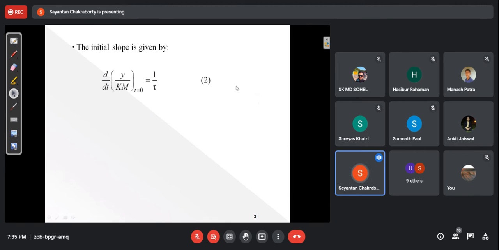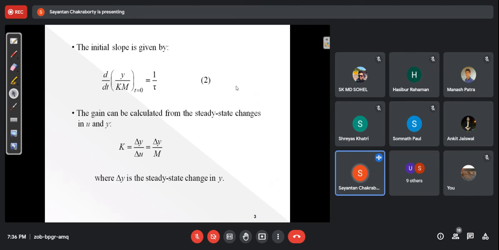For a given first order response, if you remember, the slope at t equal to 0 is given by 1 by tau. From this slope, you can calculate tau, the time constant. And finally, the gain can be calculated from the steady state change in u and y. Delta u is the change in input and delta y is the change in corresponding output. You already know delta u, the change in input, is M. You just have to measure the change in output corresponding to this change in input M, and from this ratio, you obtain the gain K.